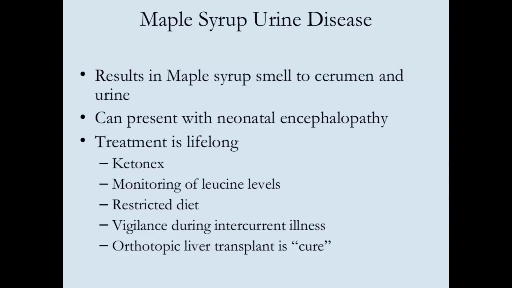And this too requires a particular diet. This is one brand of the formulas that they use that are restricted in the branched chain amino acids. You'll often want to get plasma amino acids as a monitoring tool, as we mentioned before, to look at the leucine levels, particularly in times of illness. And when a child is ill, you really want to make sure that they're able to take their formula, that they're not vomiting or dehydrated, and they will often need to come into the hospital and may need fluids, or just making sure that they're taking in what they need to.